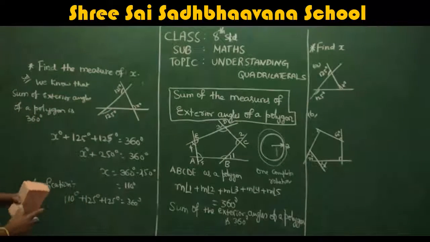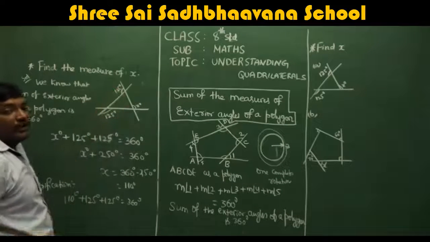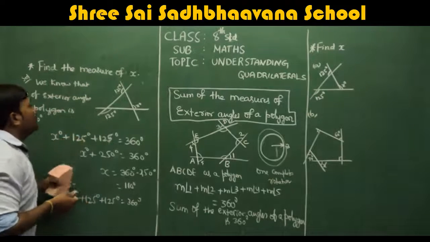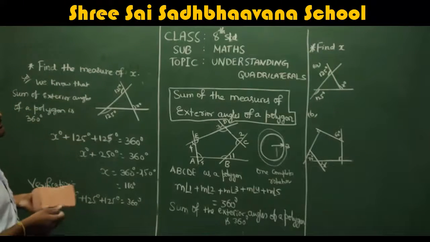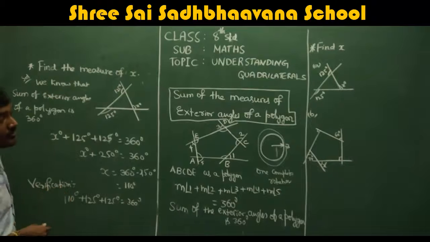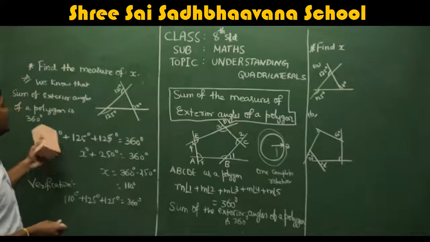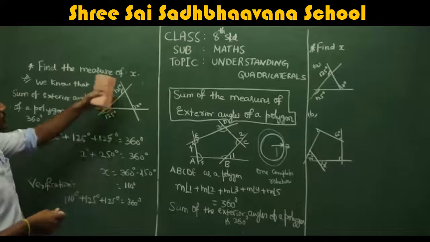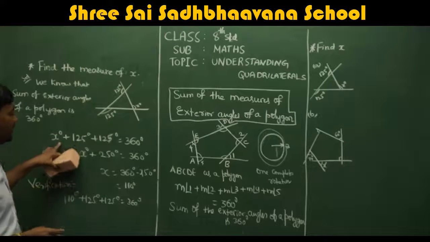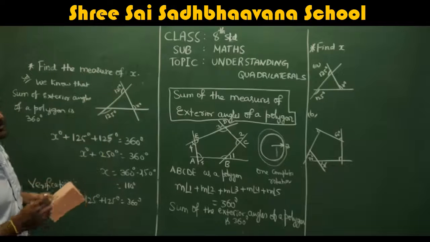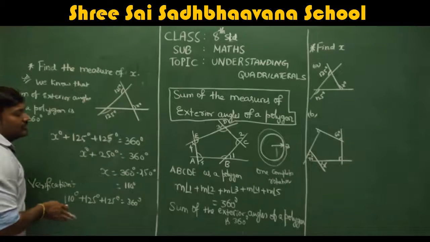Now let me explain once again. The question is to find the measure of x, which means we have to find the value of x. To find the value of x, we should remember the property: the sum of the measures of the exterior angles of a polygon is 360. So we are just using the property. What is the sum? x degree plus 125 plus 125. Here only three angles are there, so the sum of the three angles should be equal to 360.